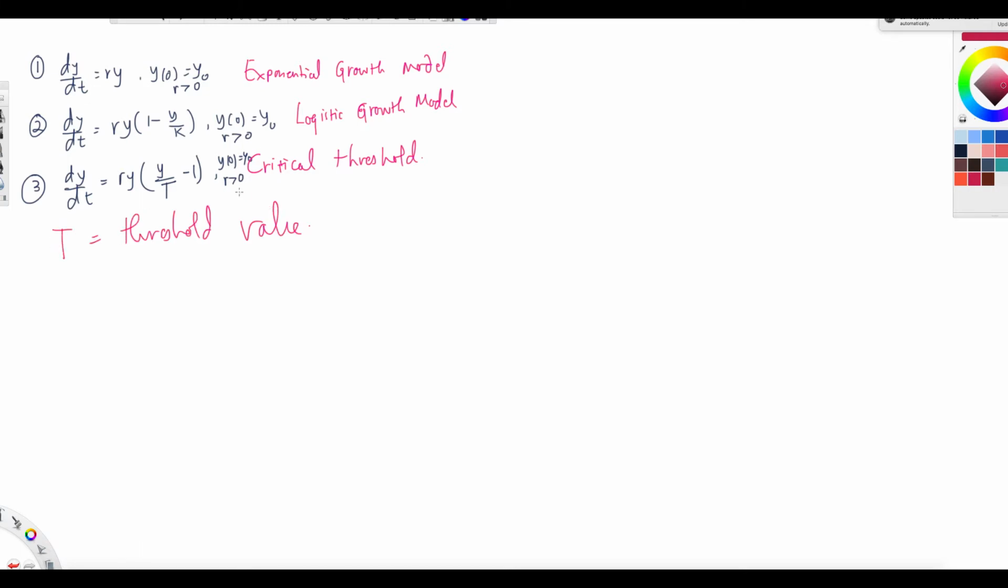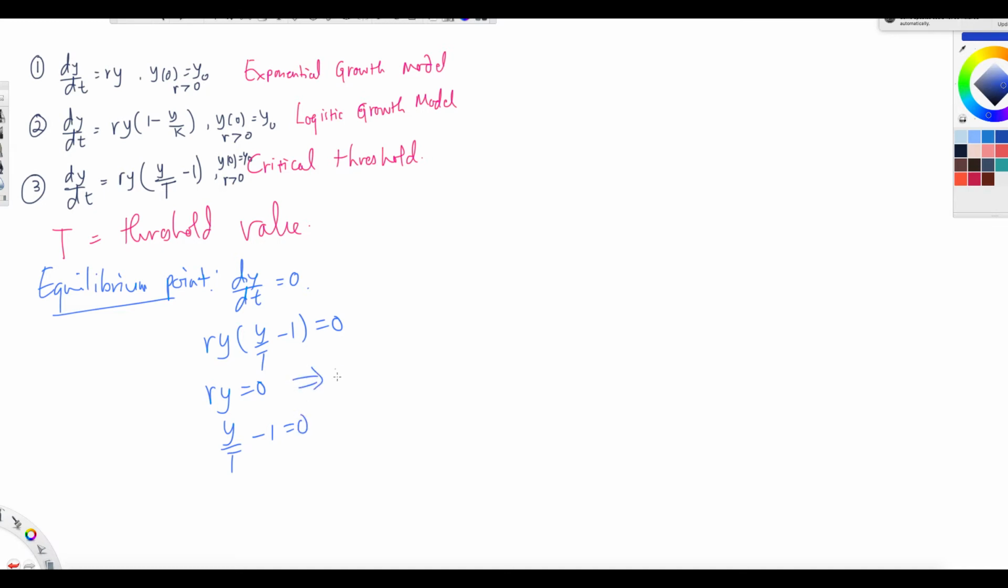Now we want to analyze this model. How do we analyze it? Let us first find the equilibrium point. So how do we find the equilibrium solution? You set the derivative to 0, dy/dt = 0. Then ry(y/T - 1) = 0. So either ry = 0 or y/T - 1 = 0. This implies y = 0 is one solution, and y = T is another solution. We usually denote the equilibrium solutions as y star, so 0 and T. These are the equilibrium solutions.